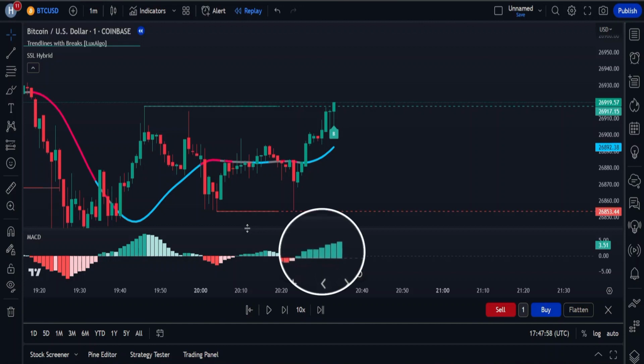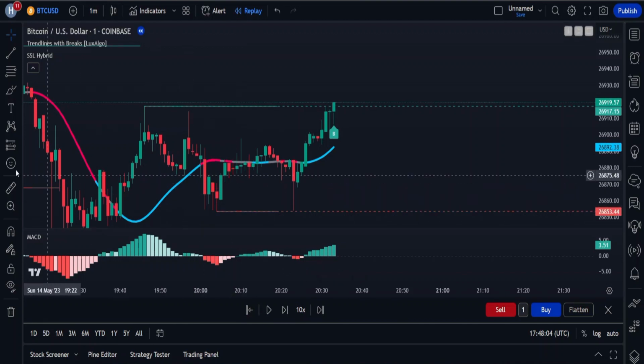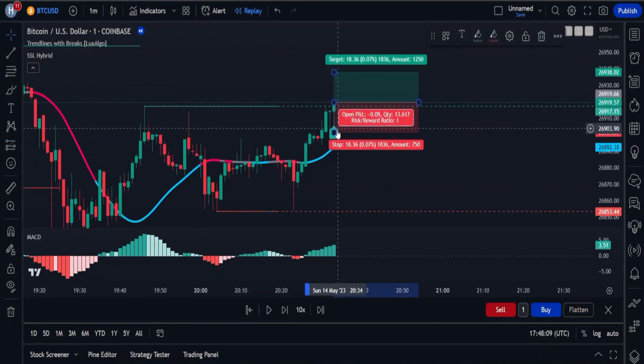And for that, the histogram must be above the 0 line. So when all these conditions are fulfilled, we can enter a buy position. So I'll quickly open a buy position here. The stop loss should be set at the recent swing low.